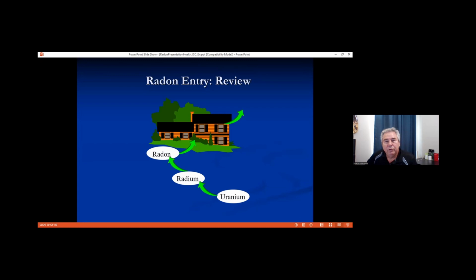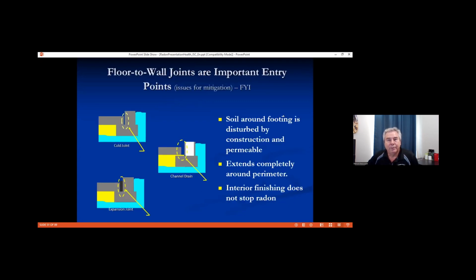So again, a little review, remembering that radon comes from uranium and radium, which are metals, and they're found in the Earth's crust. And they're radioactive. They disintegrate and produce radon, which is a gas. And because it's a gas, it's able to travel through the soil up to the surface. So essentially, that's what's happening with radon.